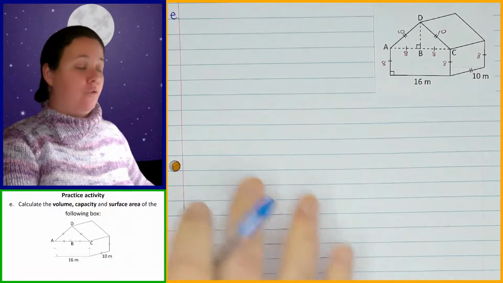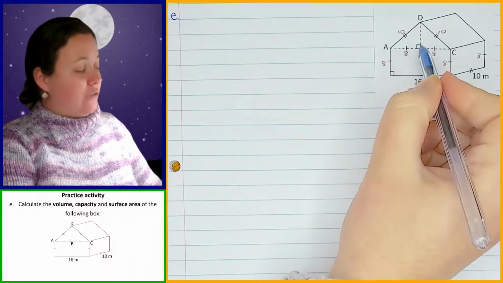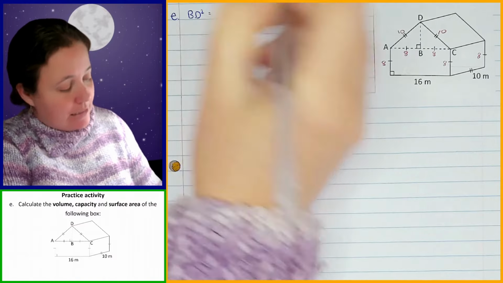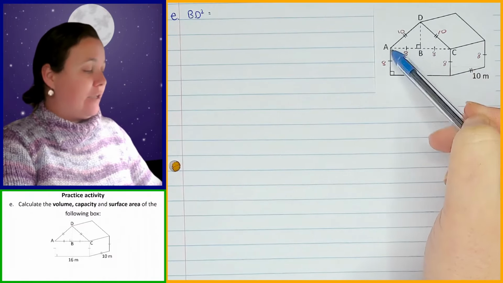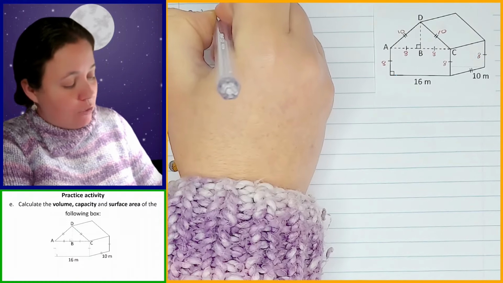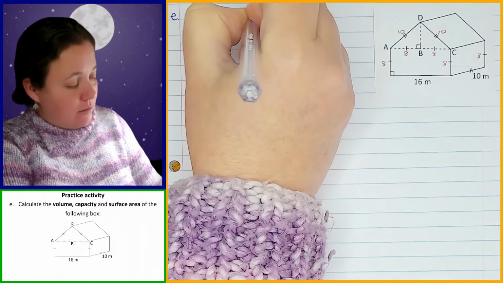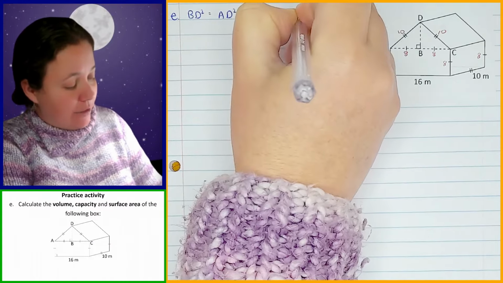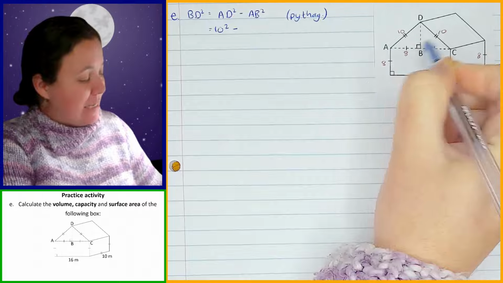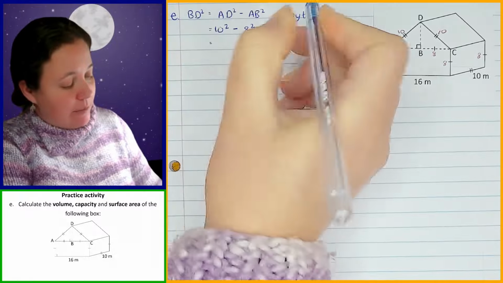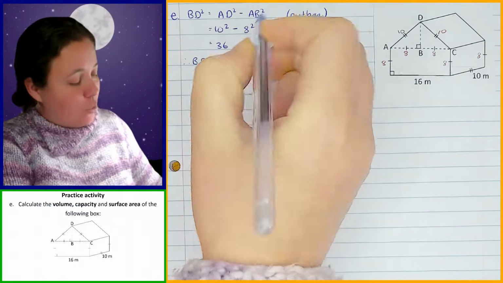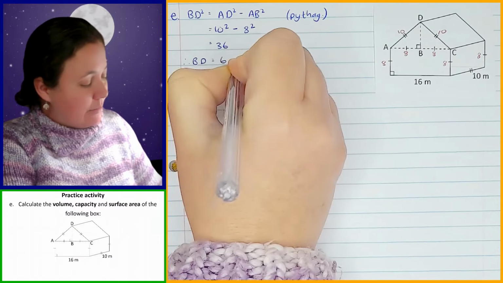So that's the first thing I'm going to do for my actual calculations now, is I need to work out the length of BD, which is the height of that triangle. So BD squared is equal to, if I work with this triangle over here, the hypotenuse is 10. So it's going to be AD squared minus AB squared, which is going to be 10 squared. That's because of the Pythagorean theorem. So that's going to be 10 squared minus 8 squared. That gives me 36. So that means that BD is equal to 6 meters.